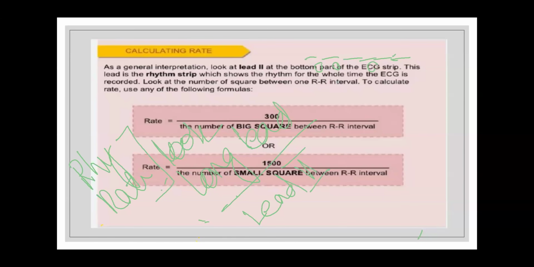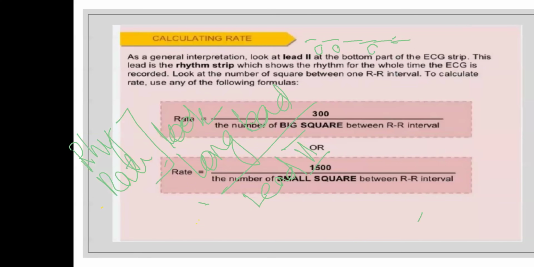What do you mean by long lead? Do you have any idea about it? What do you mean by long lead?